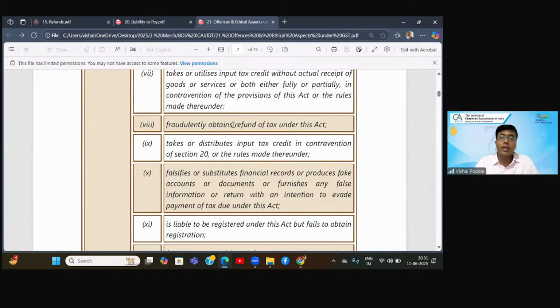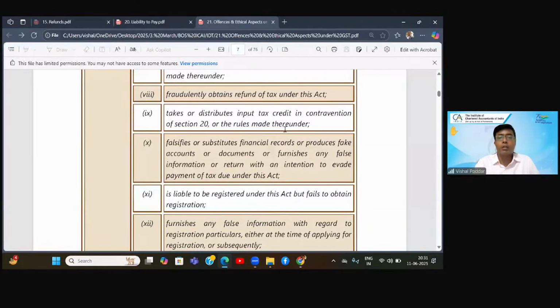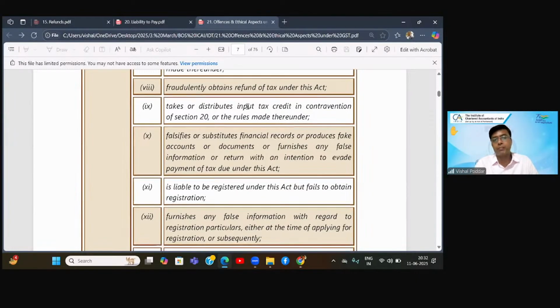Next, fraudulently obtains refunds of tax. So we just studied the chapter of refund. We studied when refund is applicable. Now here, maybe by giving bogus documents or by giving wrong information, you are claiming a refund. So this will again become an offense.